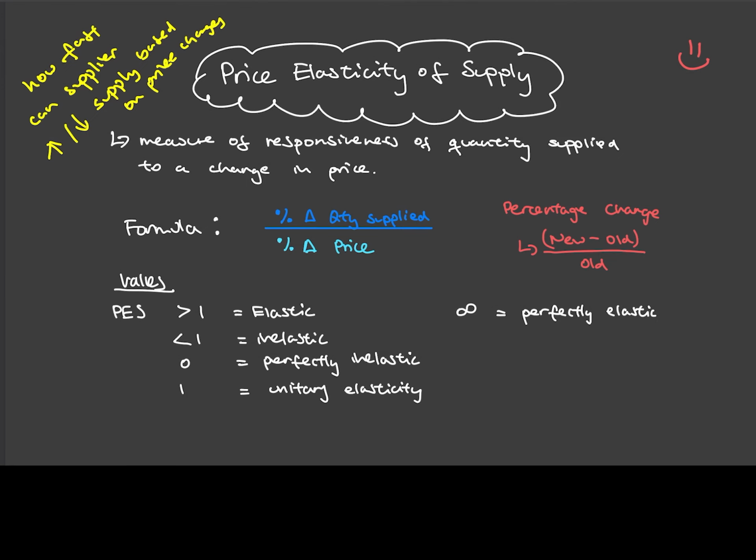So the formula is percentage change. This is actually a Greek letter delta, which means change. So a percentage change in quantity supplied over a percentage change in price.